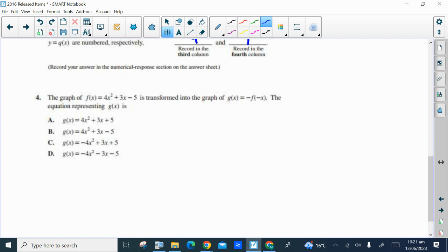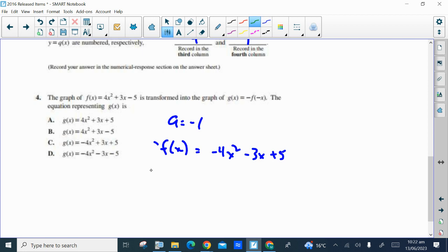Number 4, the graph of f at x is transformed to g by that transformation. So we got 2 transformations there. Let's first deal with the fact that a is -1. So when you introduce an a value into an existing equation, it's a times f at x. The entire function is multiplied by a. In this case, the entire function will be multiplied by -1. So it'll be -4x squared minus 3x plus 5. So that's the first step. That's dealing with an a value of -1.